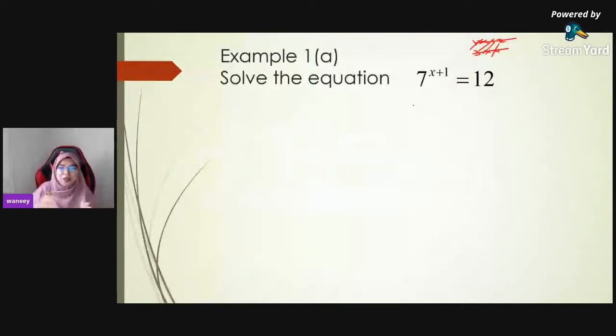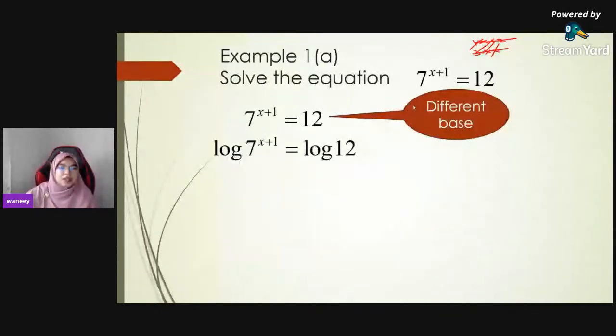So one is 7, one is 12. We don't have a common base. Therefore, we have to apply log on both sides. So you simply apply the log. For me, I prefer to use log to the base of 10, but of course, you can easily choose any log that you want. But normally, either log to the base of 10 or natural logarithm, ln, that will be easier for us to use our calculator. Apply log on both sides.